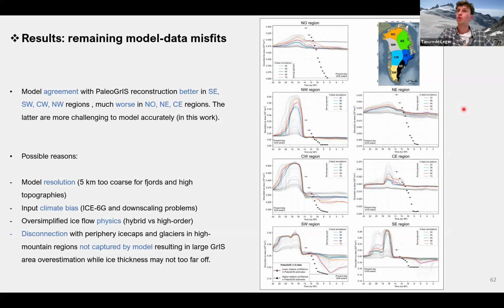And then another important thing, I think, is the east and north of the ice sheet is dominated by peripheral ice caps and glaciers that are still here today. And I think that our ice sheet model could be not too far off in ice thickness. However, it doesn't disconnect from these peripheral ice caps and glaciers. And so it completely overestimates the ice extent, sorry. Although the ice thickness might not be too far off, because all you need is just a little bit of disconnection from these peripheral ice caps, which we don't capture here. That could be another reason for this mismatch.